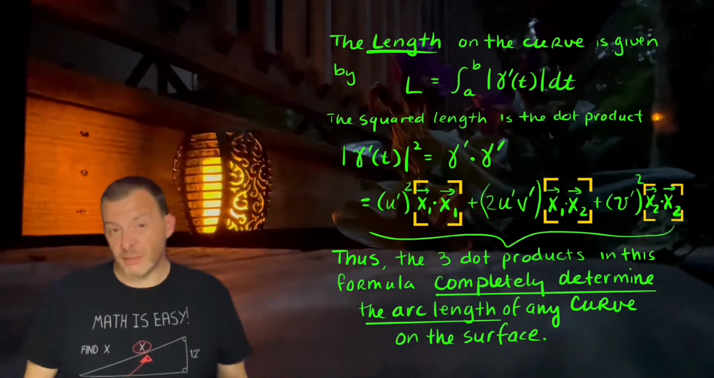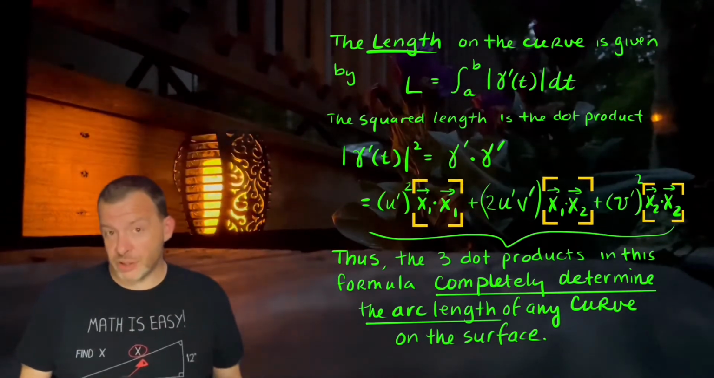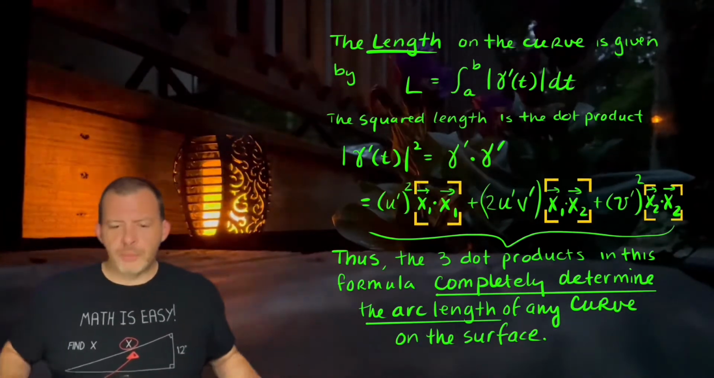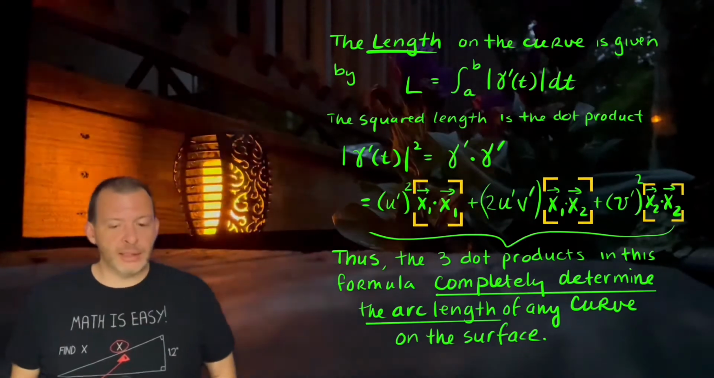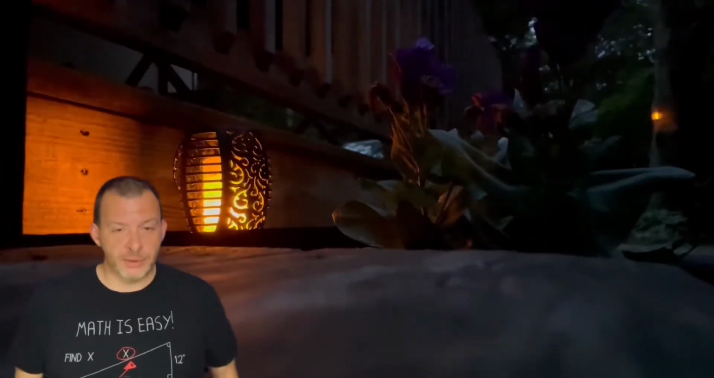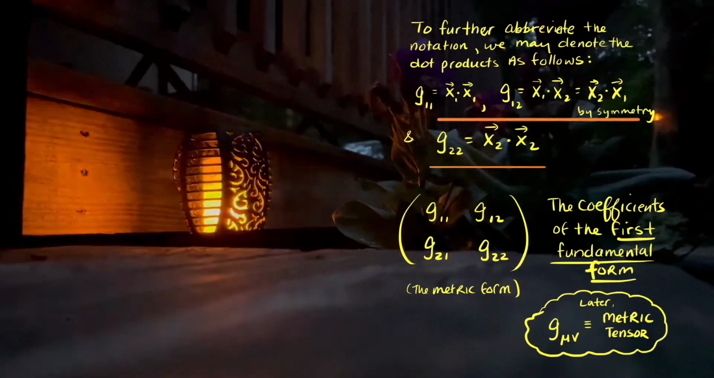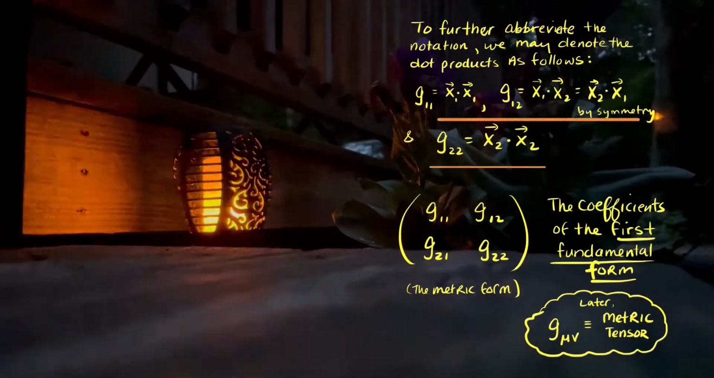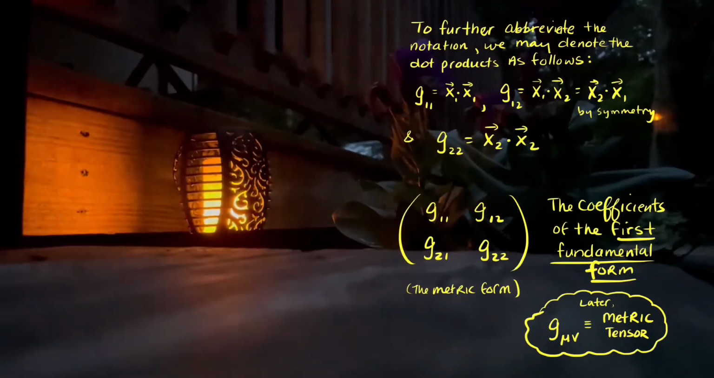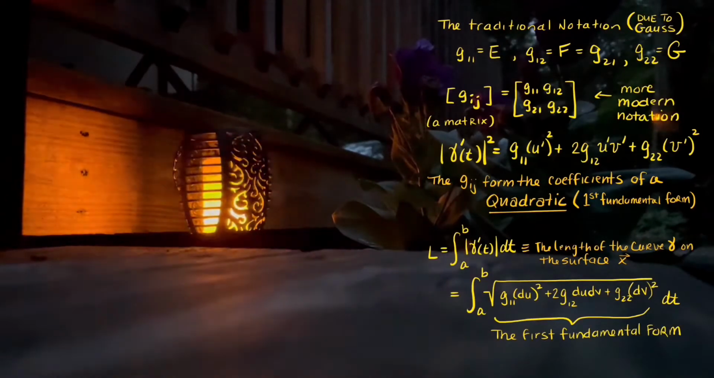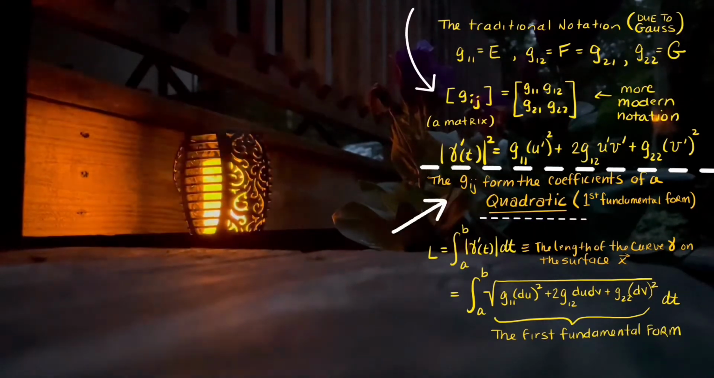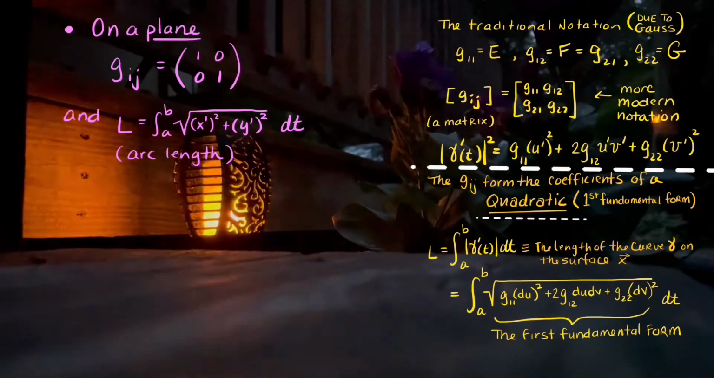The dot product of these basis vectors, these tangent vectors, forms completely an idea of what arc length is along these parametric curves. By examining these dot products, we find that the metric tensor is symmetric. So the squared magnitude of the tangent vector is the quadratic first fundamental form.